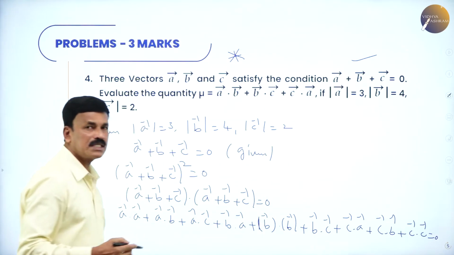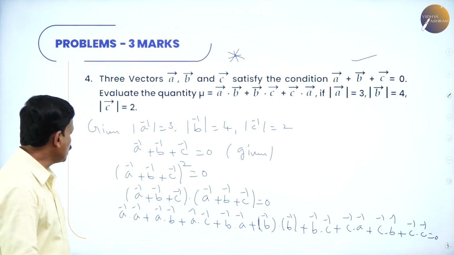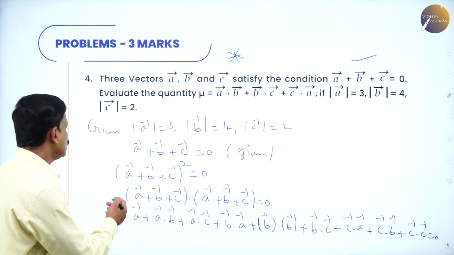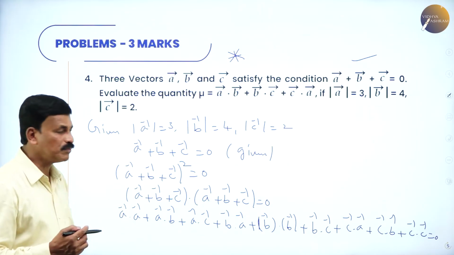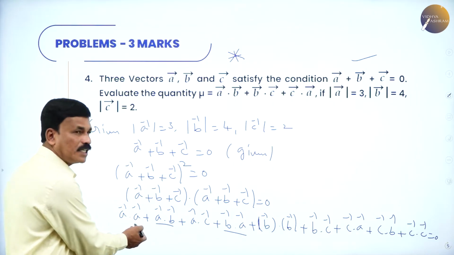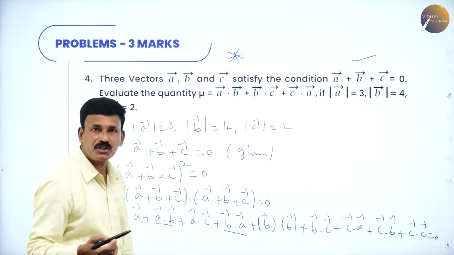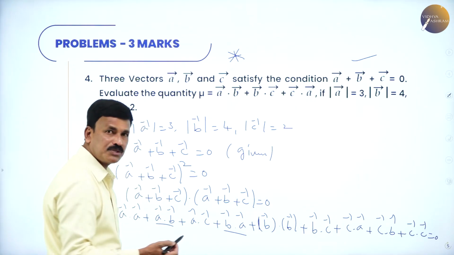Squaring on both sides, what you will get? Vector A plus B plus C whole square is equal to 0, or vector A plus B plus C dot vector A plus vector B plus vector C is equal to 0. Now, A dot A can be written as length of A square. A dot B and B dot A are same because the dot product is commutative. So, A dot B plus B dot A is nothing but 2 times A dot B.